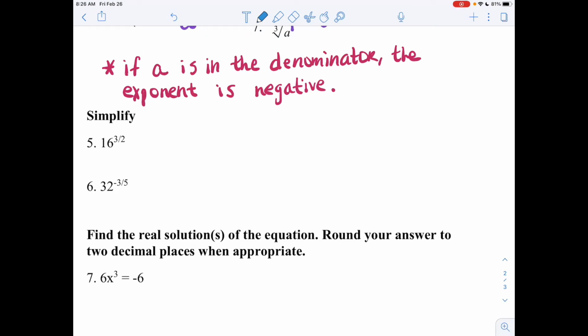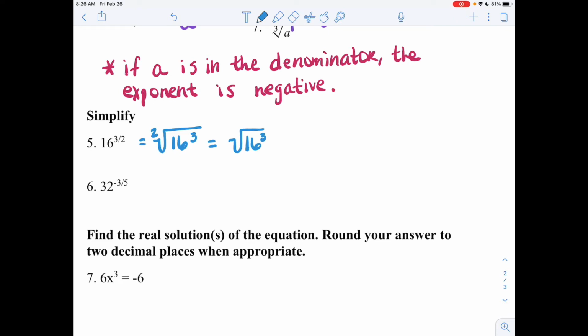16 raised to the 3 over 2 power. So we know that 16 is going to be underneath the radical. And then our 3, our numerator, is going to be in the back, and the 2 is going to be in the front. We don't normally write this 2. Remember that whenever it's a 2, that index of 2 indicating a square root, it's implied. We don't typically write it. So we could rewrite this just as the square root of 16 cubed.